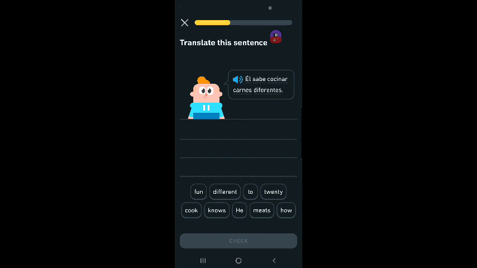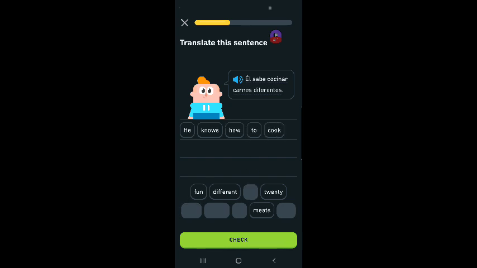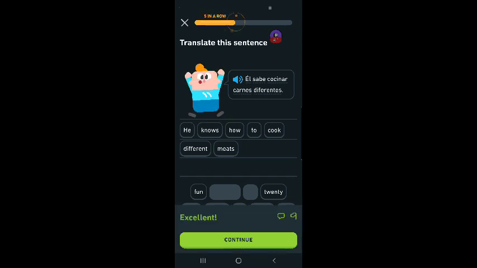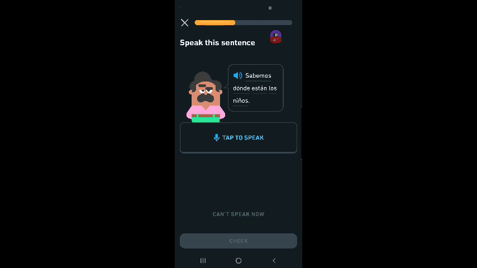Él sabe cocinar carnes diferentes. He knows how to cook different meats. Sabemos dónde están los niños. We know where the children are.